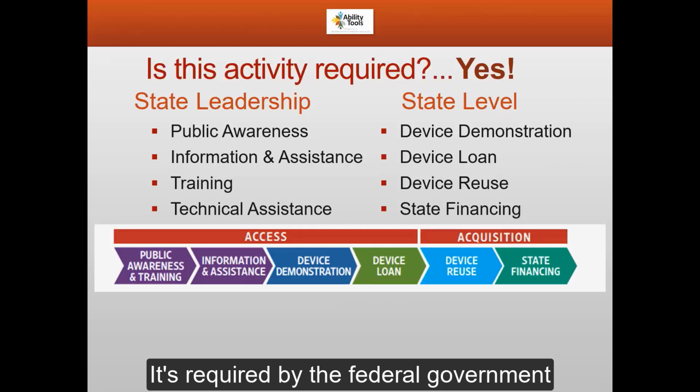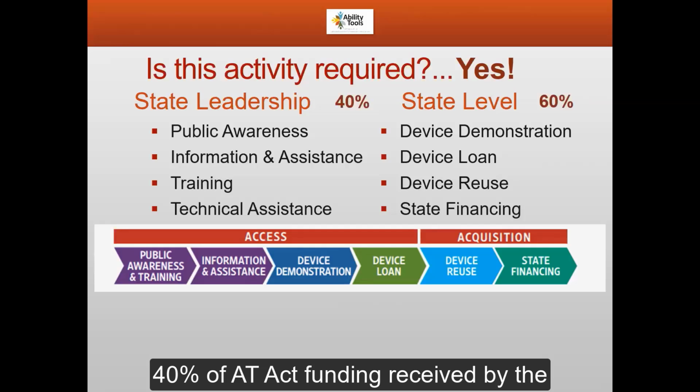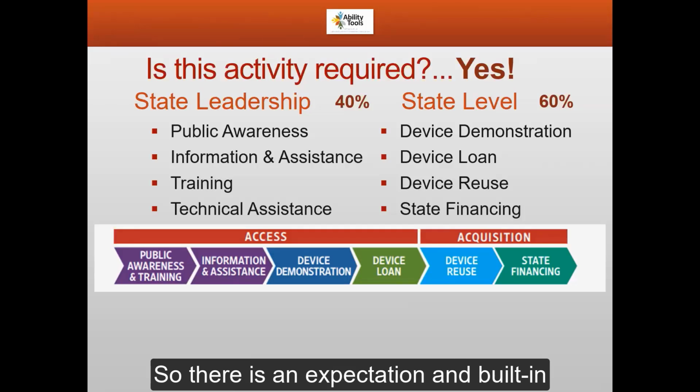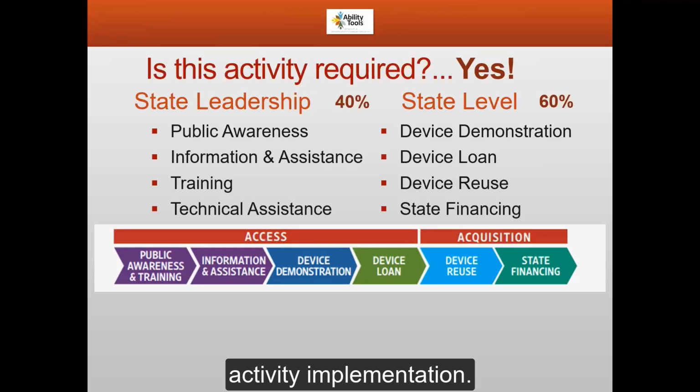It's required by the federal government that state leadership activities take up 40% of AT Act funding received by the state, with the remaining 60% going to state level activities. So there is an expectation and built-in supports for information and assistance activity implementation.